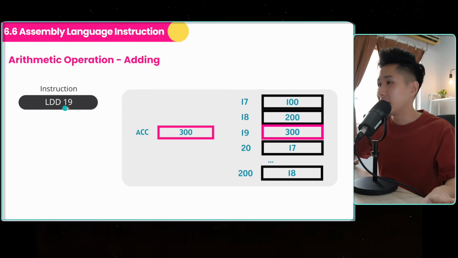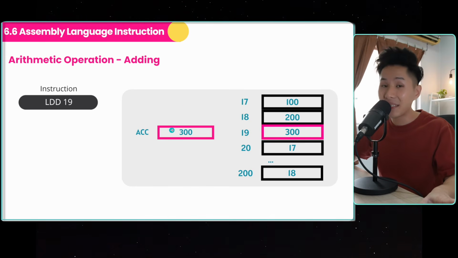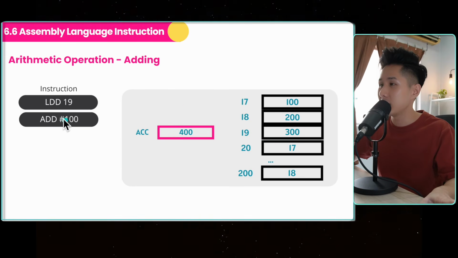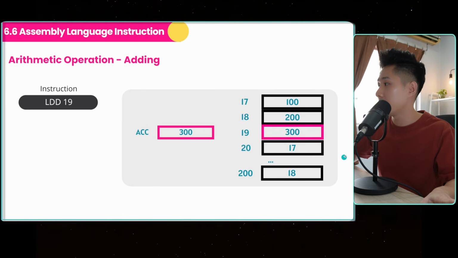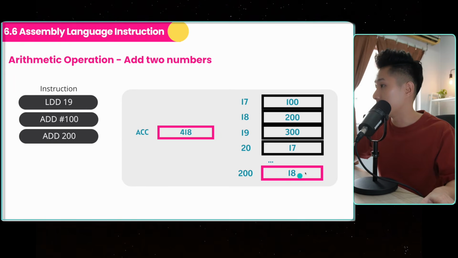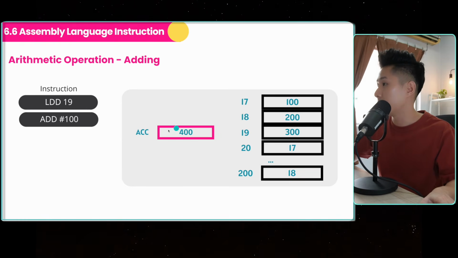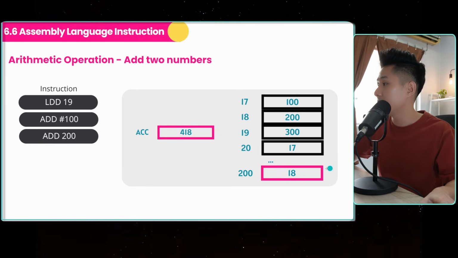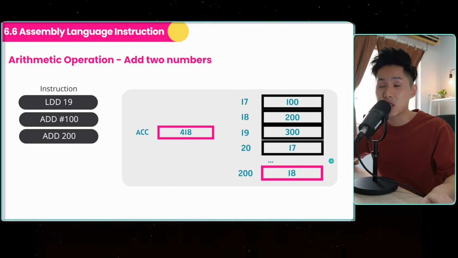So let's say I LDD 19, basically I load whatever is inside 19 into my accumulator. Let's say I want to add to this value. I can either add a direct number. So before this it is 300, add 100, the ACC becomes 400. And add 200, look, this one doesn't have a hashtag, meaning I'm adding the value inside address 200, which is 18. So you can see 400, after you add 18, you get 418. So this is just an example of how to use the arithmetic operations.